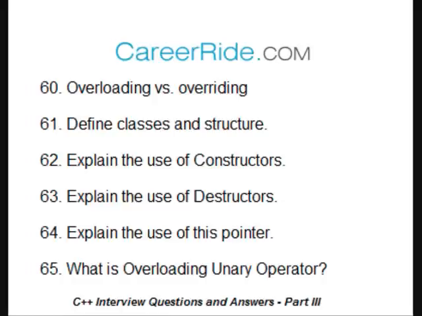Explain the use of this pointer. When a member function is called, it is automatically passed an implicit argument that is a pointer to the invoking object. This pointer is known as this pointer. It is internally created at the time of function call. This pointer plays a very important role when operators are overloaded.